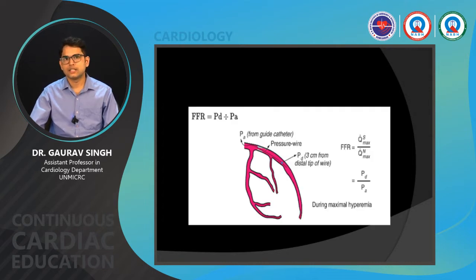FFR, we all know, is Pd by Pa. So after advancing the guide wire, the sensor is located 3 centimeters just proximal to the tip. We advance the guide wire into the more distal portion of the vessel, beyond the stenotic lesion. Then we give intracoronary or infusion adenosine to achieve maximal hyperemia. Then we measure the pressure, and the FFR is Pd by Pa.